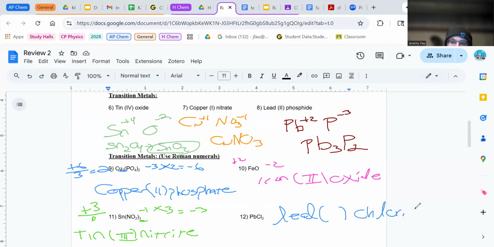Cl is chloride. Cl is -1. There are 2 of them. That's -2. The lead's got to be +2, just like the tin next to it. There's only 1 of them, so the lead is +2.